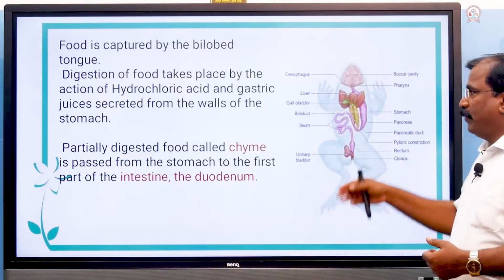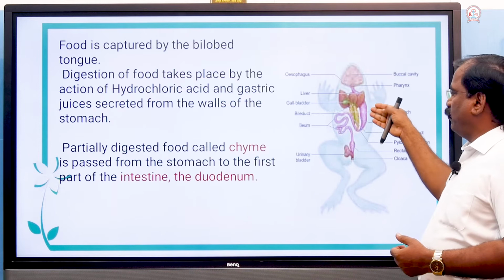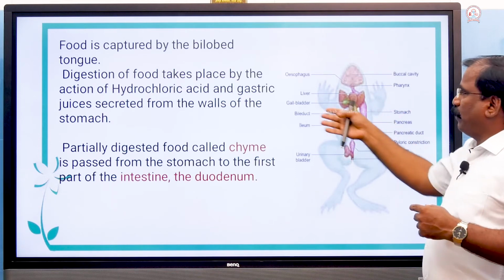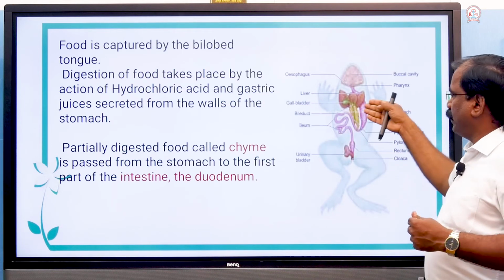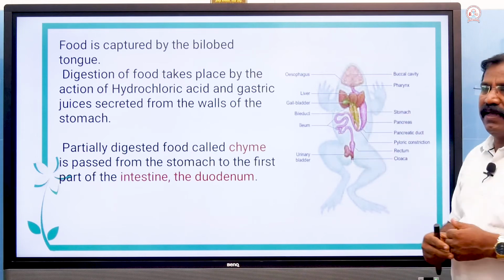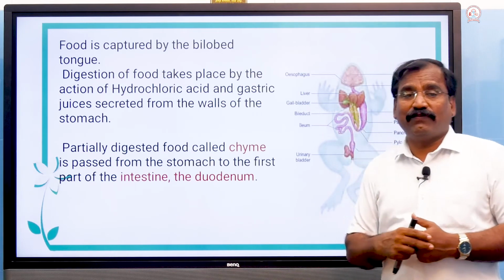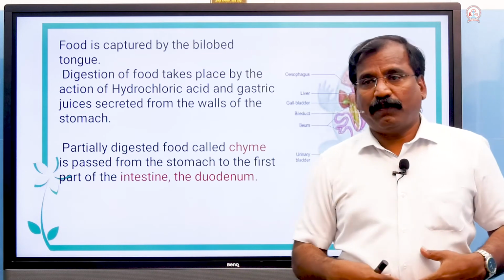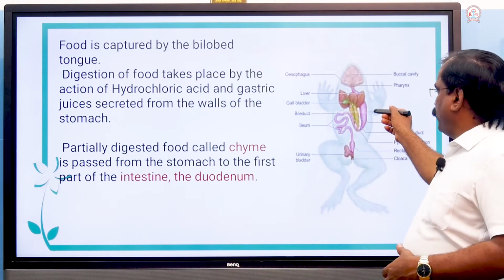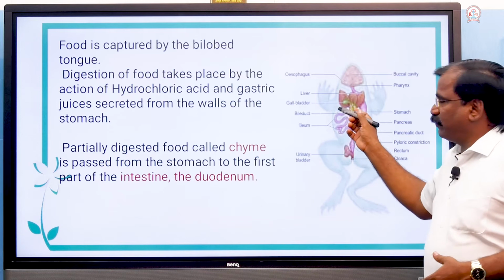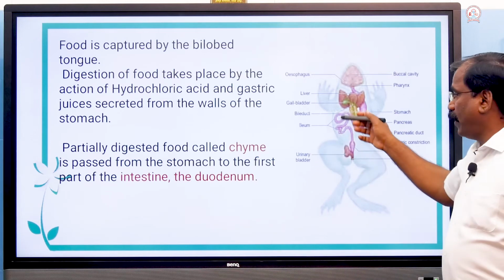After the food is ingested, in the stomach, what are the functions? Hydrochloric acid and the other secretions, gastric juices. Gastric, always that word is related to the stomach. Part of the digestion takes place in the stomach. The food is converted to semi-solid, that is chyme.